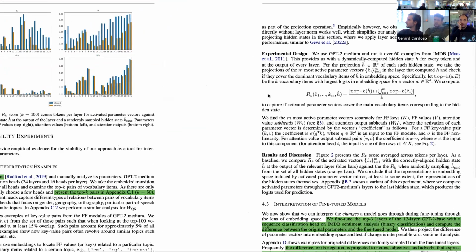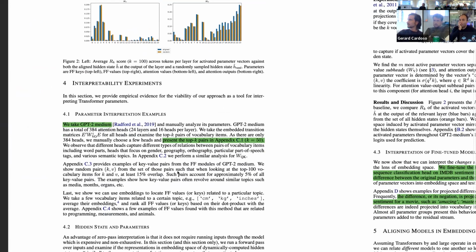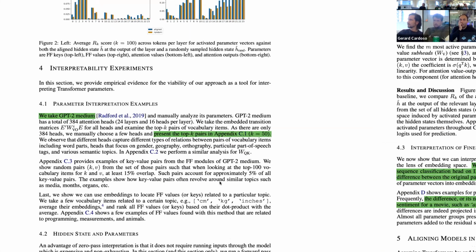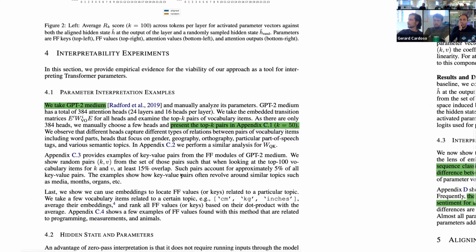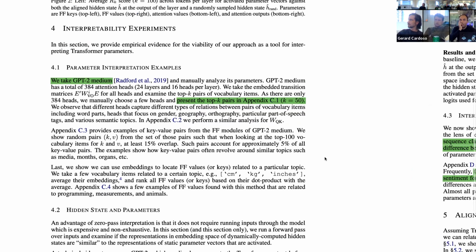What do they say about that? Okay, so that's about interpreting attention. Then this part I don't fully understand what they're trying to do here.